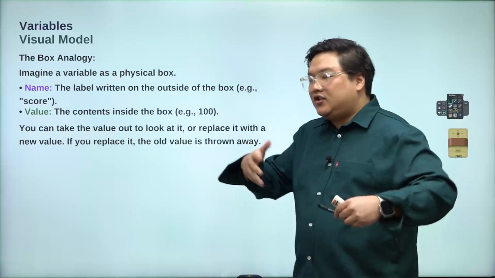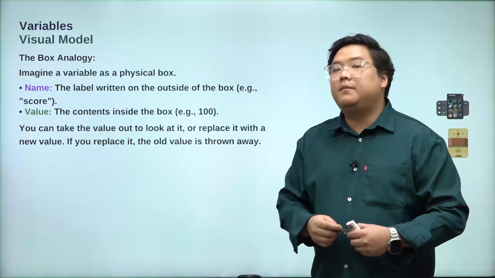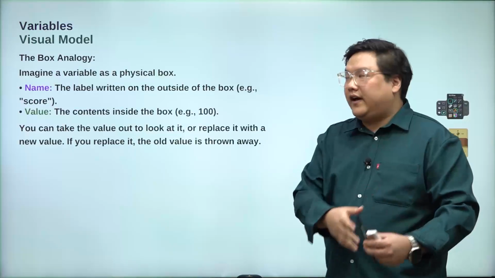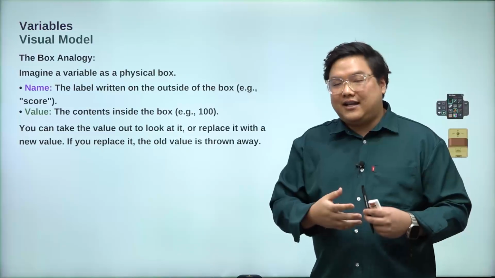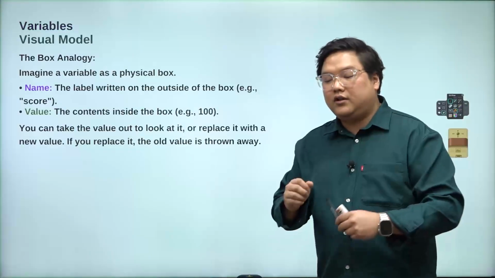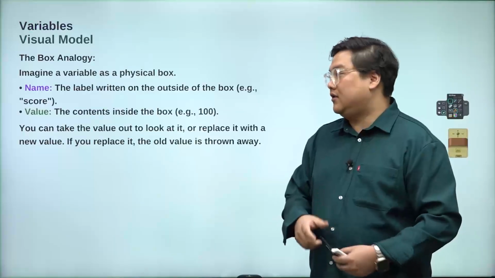So imagine a variable like a physical box. A variable is going to be a little bit different from the math variable, which would be an unknown value. But here, think of a variable as a container that will hold certain values. And if we want to switch out the values inside the container, yeah, we can switch it out too, right?